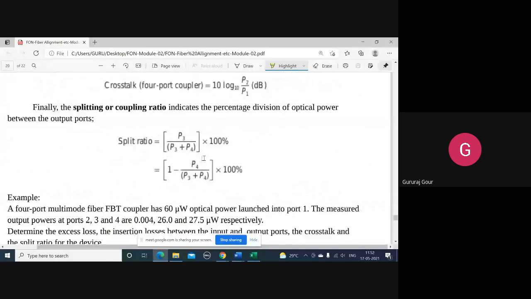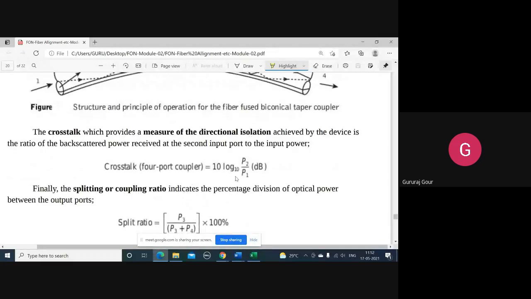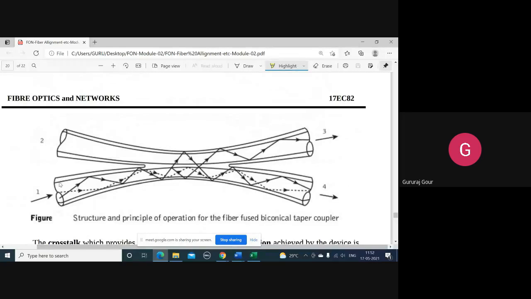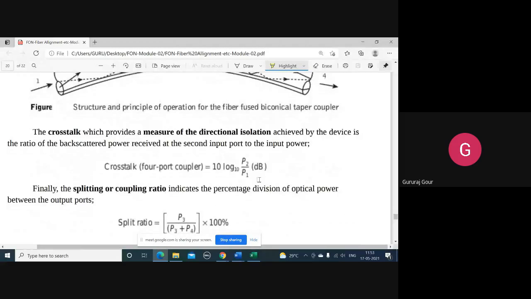star coupler, for example, the splitting or coupling ratio. This formula, crosstalk for a 4 port coupler, C equals 10 log P2 by P1. Here you should remember these numbers 1, 2, 3, 4 in the clockwise direction, 1, 2, 3, 4 like this for the 4 port star coupler. Accordingly, we got these formulas.